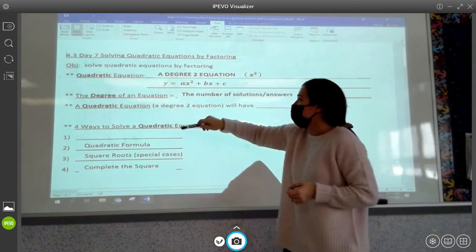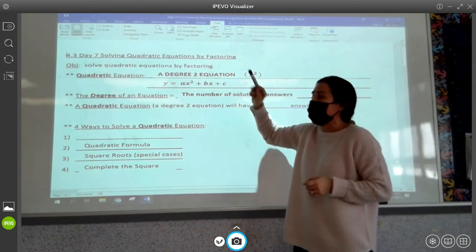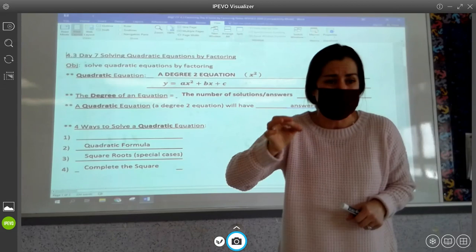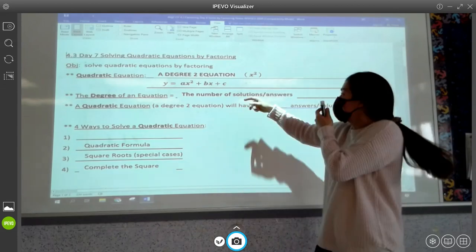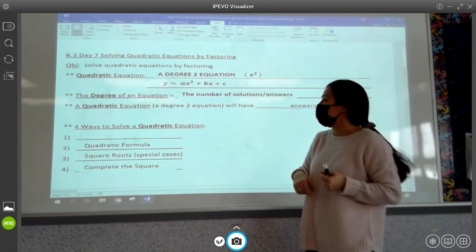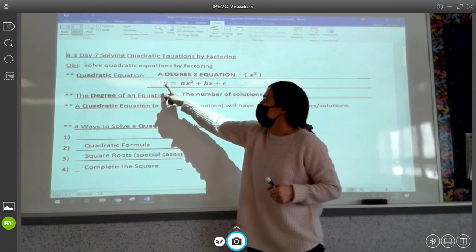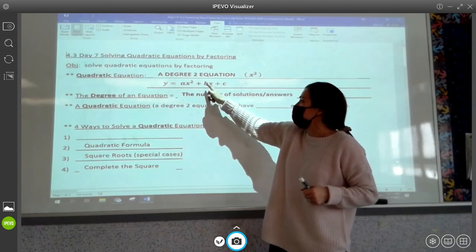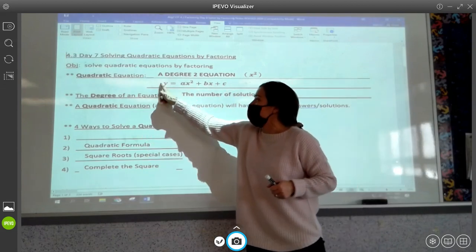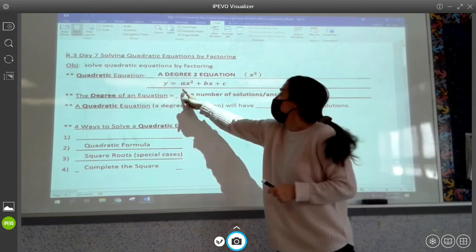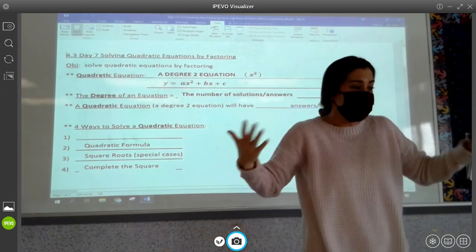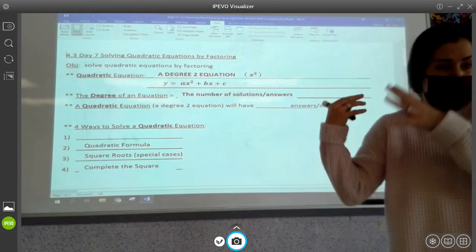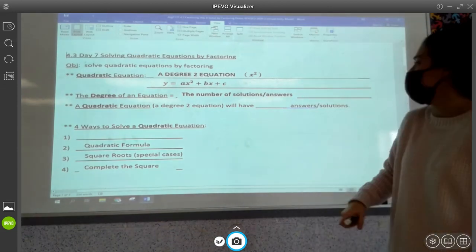So just remember, a quadratic equation is a degree 2 equation, which means the highest exponent on a variable is 2. So it's all of these x squared equations, all right? Standard form looks like y equals ax squared plus bx plus c. So we're going to be letting y equal 0, and we're going to be solving for x. So we're going to be finding the x-intercepts because they have an x when their y value is 0.